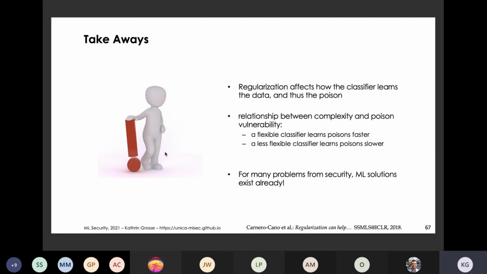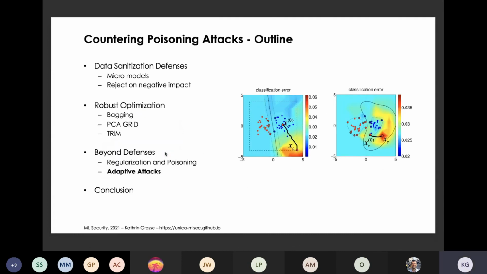So this is a very typical example for how there's already a solution from machine learning, which can be used in this case to alleviate the problem. Okay, cool. Then let us conclude with adaptive attacks on poisoning.